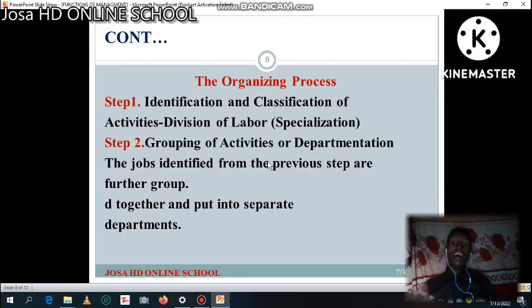Organizing has a process, and the process also has steps. Step 1, identification and classification of activities, or division of labor. That means specialization. That means which person is important for what. And step 2, grouping of activities, or departmentation. The jobs identified from the previous step are further grouped together and put into separate departments.